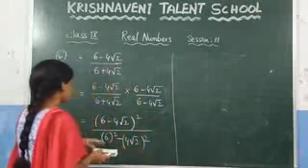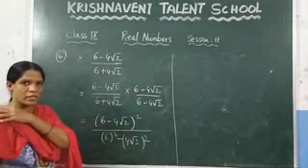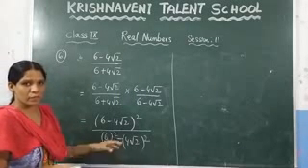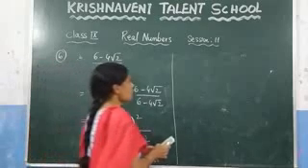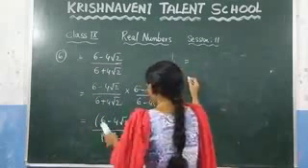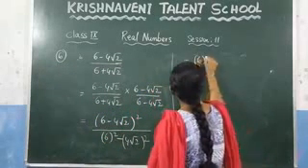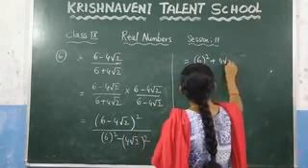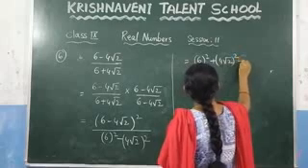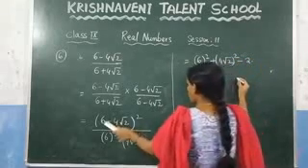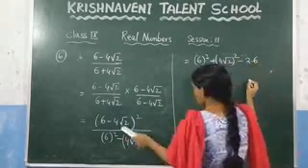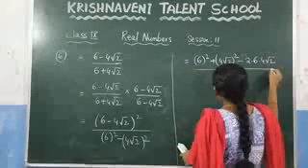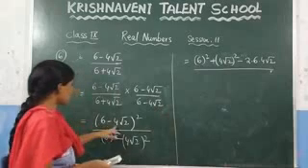Now expand this one. What is the formula for a minus b whole square? You know that the formula for a minus b whole square is a square plus b square minus 2ab. In that just substitute here. What is the value of a here? 6 square. What is the value of b? 4 root 2 whole square, minus 2ab. 2 into what is the value of a? 6, and what is the value of b? 4 root 2. So we have expanded this one with the formula a minus b whole square.